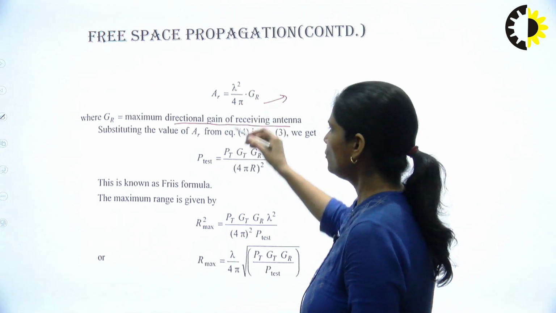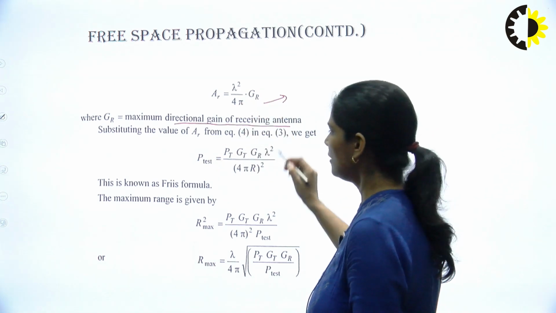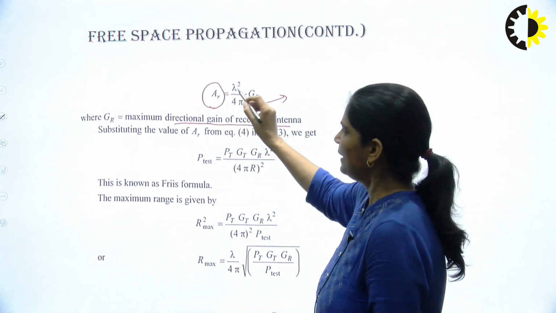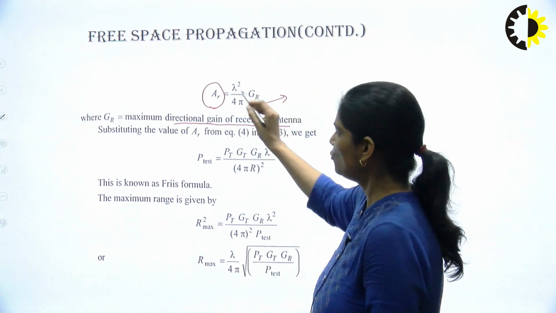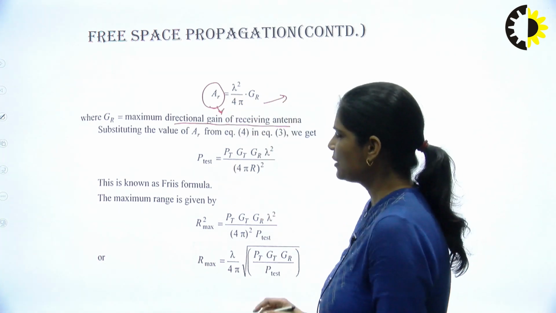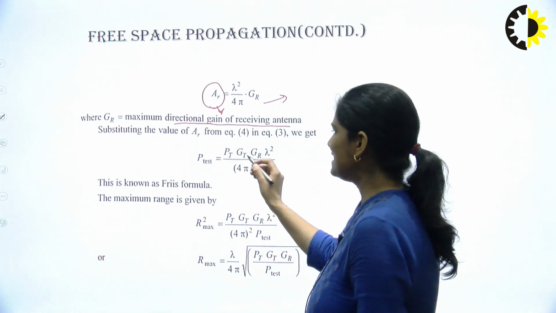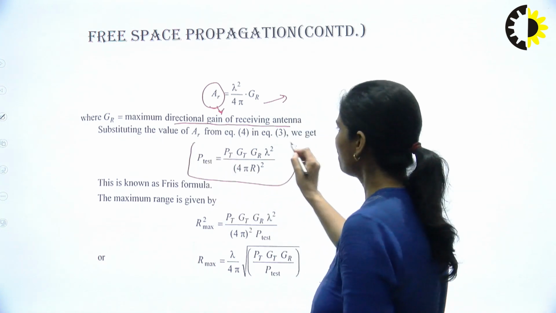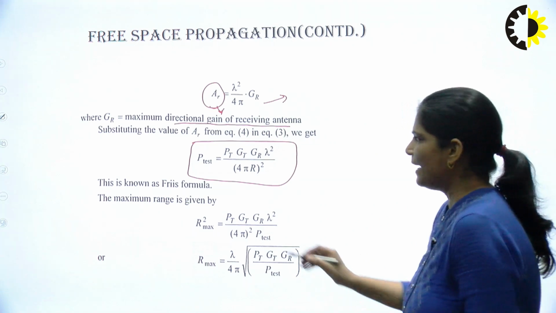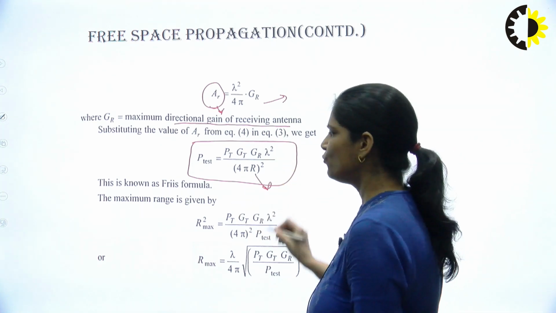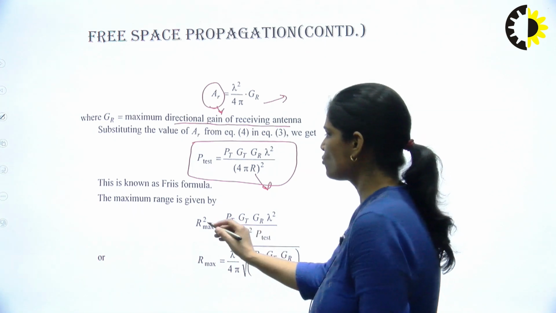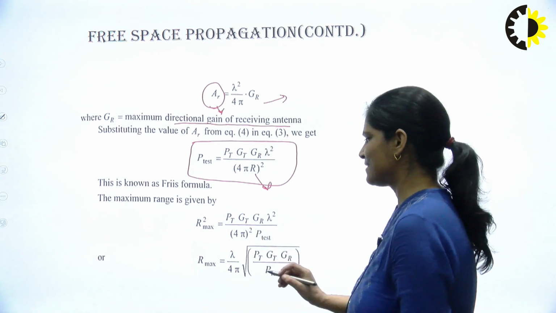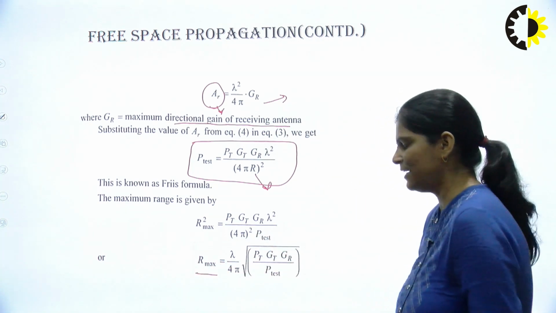Here you can substitute from the previous equation and find AR, that is lambda square upon 4 pi GR. You can put the AR value in the equation, so P test is equal to PT GT GR lambda square upon (4 pi R) square. This is your Friis formula for wave propagation. If you want to find the maximum range from this equation, R square max is equal to PT GT GR lambda square upon (4 pi) square P test. So from this equation you can find R max.